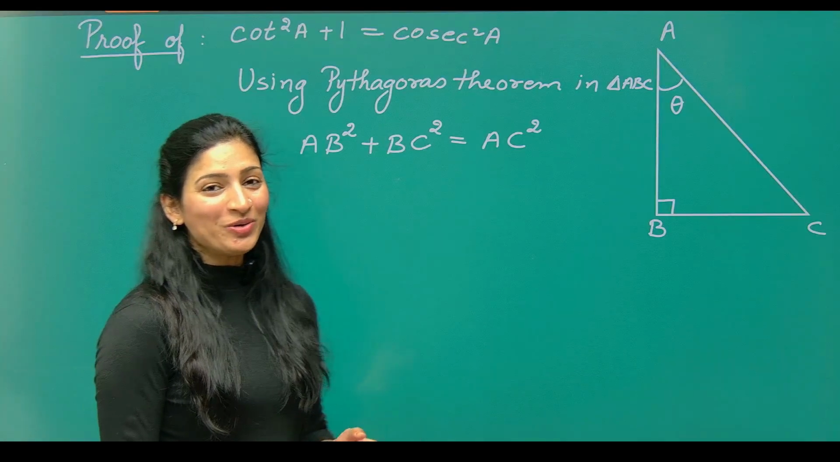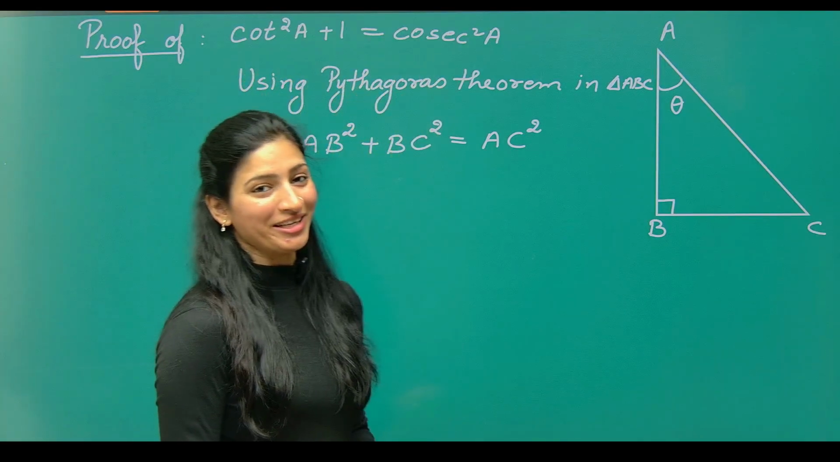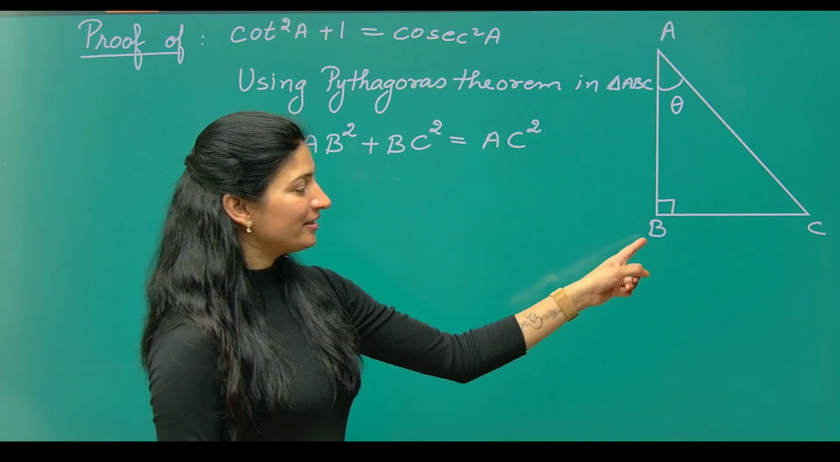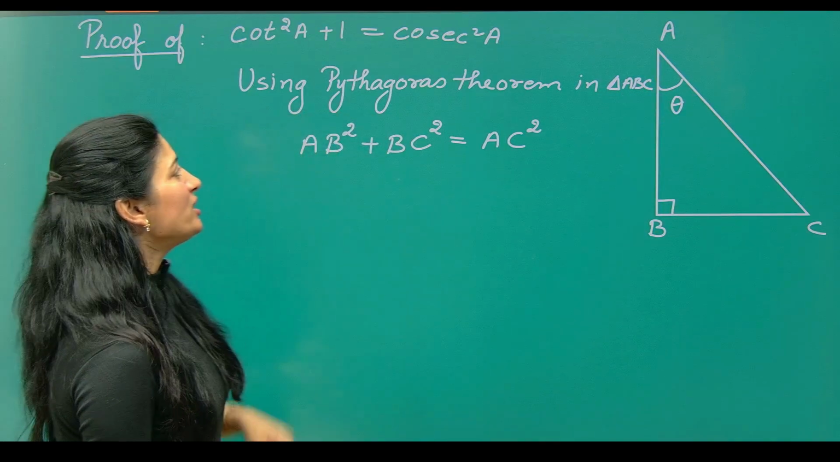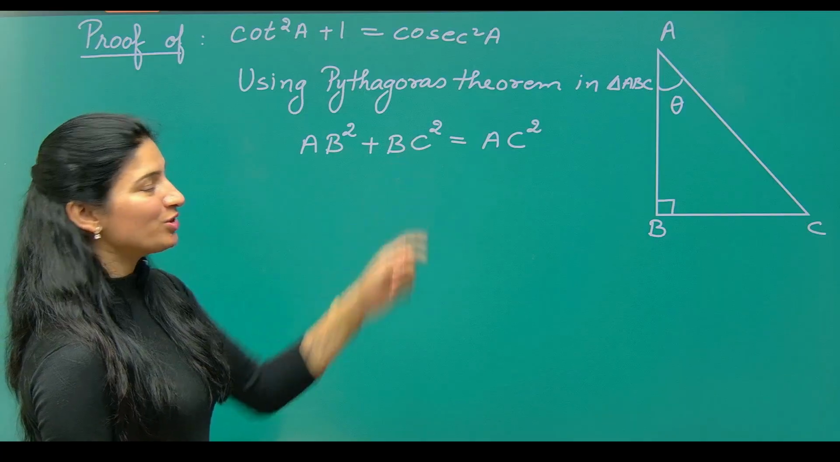In this video, we are going to learn the proof of cot²A plus 1 is equal to cosec²A. So, here is a figure, a right angle triangle at angle B, and here is my vertex A and vertex C. So, using Pythagoras theorem in this triangle, I'll get AB² plus BC² is equal to AC².